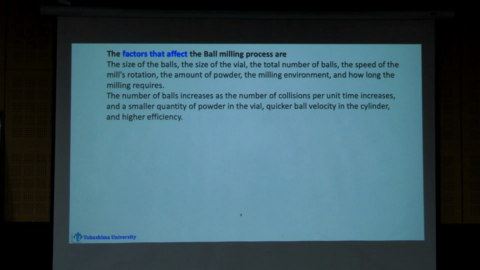And how long? Time. How much time? Whether you are doing this process for 5 minutes, 10 minutes, 30 minutes, or 1 hour. So that can also affect the synthesis. Number of balls, I already explained.